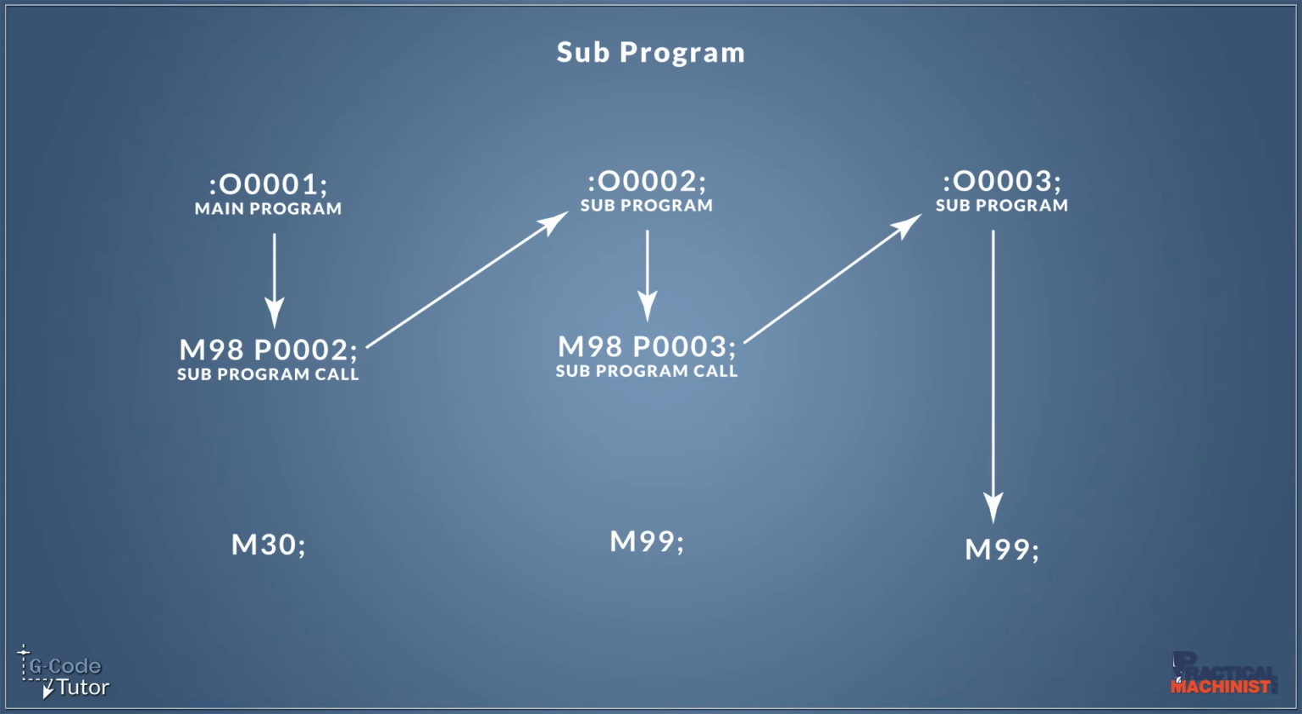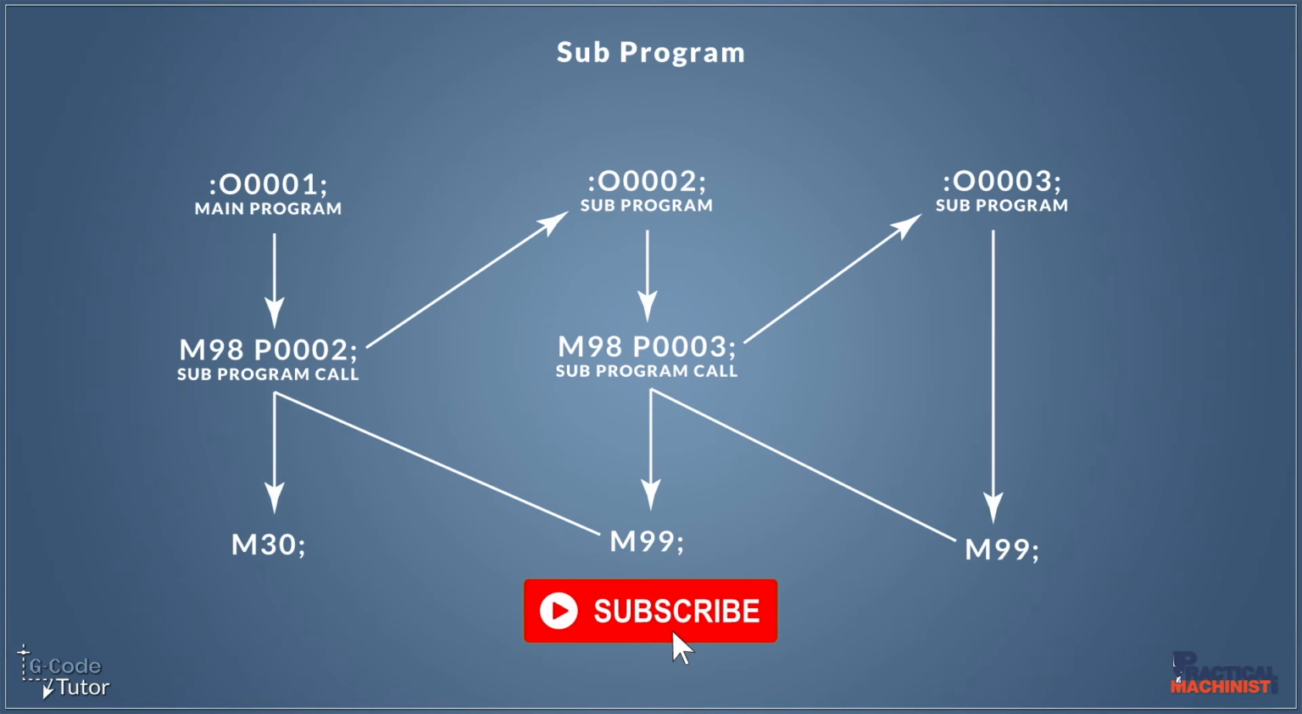But it won't return back to our main program, it will return back to our previous subprogram, the one that called it. And then this program will continue reading until it hits M99. And when it reads that, it goes back another level to our main program and continues reading that. And our average CNC machine can nest these programs up to 5 times, so we can go 5 levels deep in our subprograms.